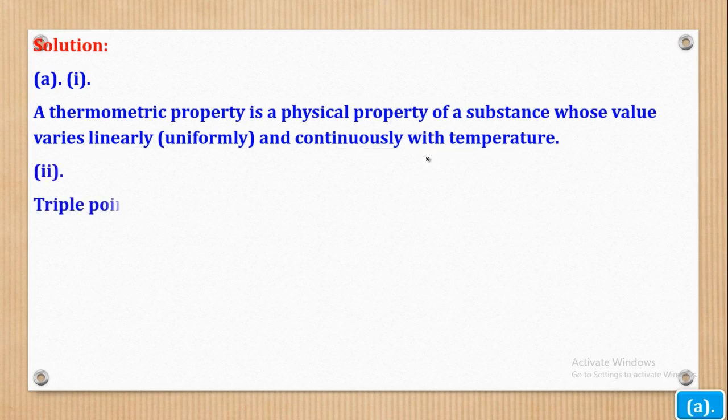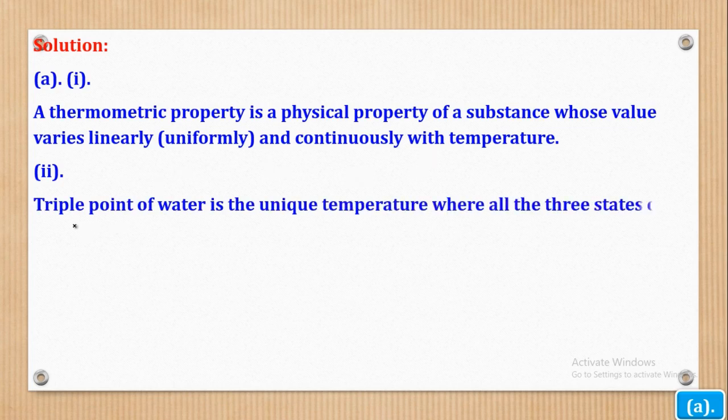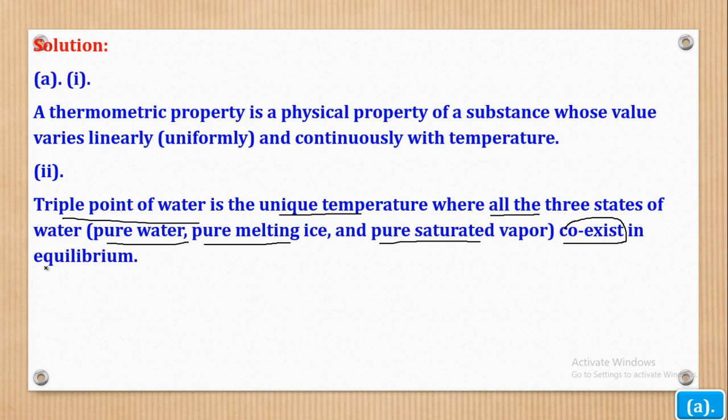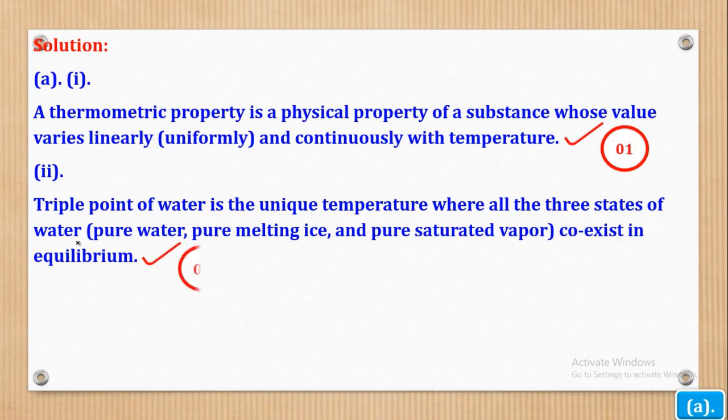Then Roman 2, they want the triple point of water. So we shall say that the triple point of water is the unique temperature where all the three states of water, that is pure water, pure melting ice, and pure saturated vapor, coexist. So this word is very vital: coexist in equilibrium. So 1 mark for this definition, 1 mark for that definition. So now we shall go to part B.